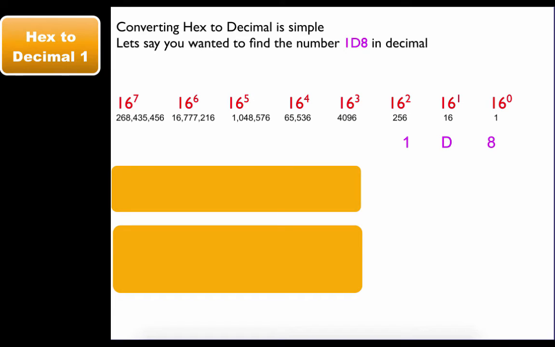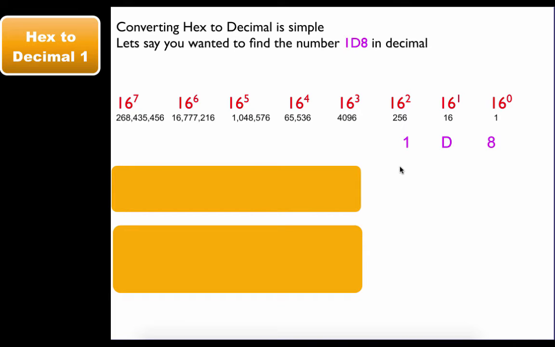Now that we've seen that, let's do some conversion. We're going to convert the number 1D8 from hex into decimal. If you remember in base 2, when we were converting in binary, we did 2 to the power of 0, 2 to the power of 1, 2 to the power of 2. And we used 2 because binary is base 2.